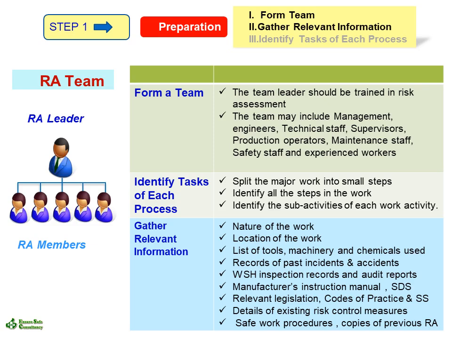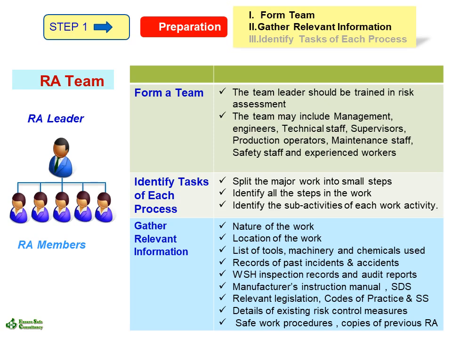Now we're going to learn about steps in risk management in detail. Step 1. Preparation. Form team. The team leader should be trained in risk assessment. The team may include management, engineers, technical staff, supervisors, production operators, maintenance staff, safety staff and experienced workers. Identify tasks of each process.